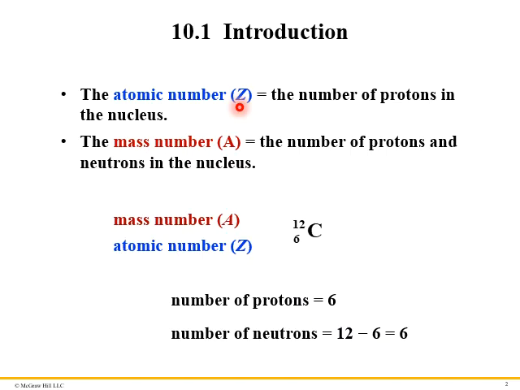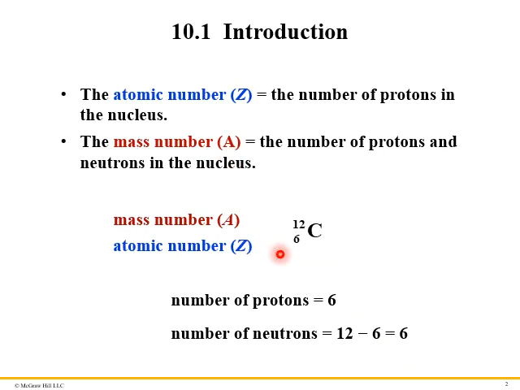We use the capital letter Z, and it is used to denote the number of protons that we have inside of that nucleus. Keep in mind that in the nucleus you have protons and you have neutrons, and then outside of the nucleus you have the electrons. The other identity we use is going to be the mass number. We use the capital letter A for it, and it denotes the number of protons and neutrons in that nucleus.